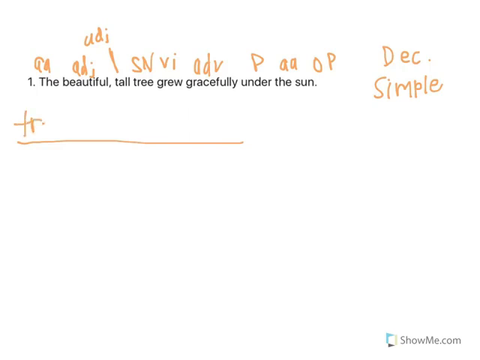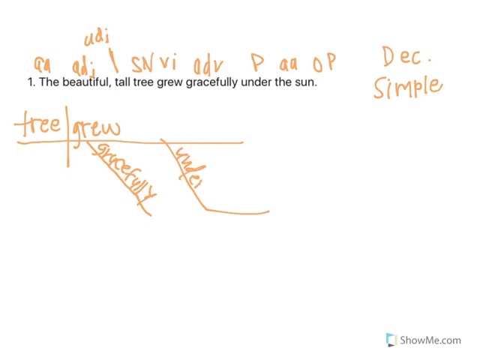So our subject is going to be tree. What did the tree do? It grew. How did the tree grow? It grew gracefully. See, gracefully is modifying grew. And now our prepositional phrase, under the sun, is also modifying grew. It's showing where the tree grew, under the sun.